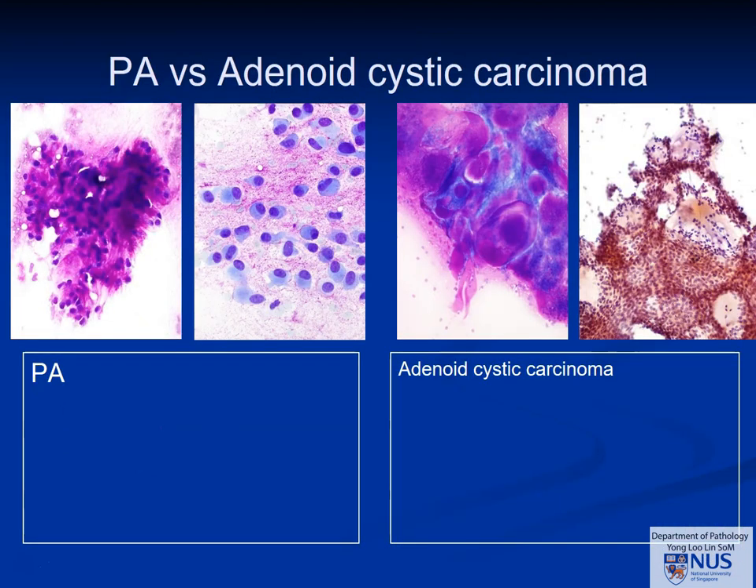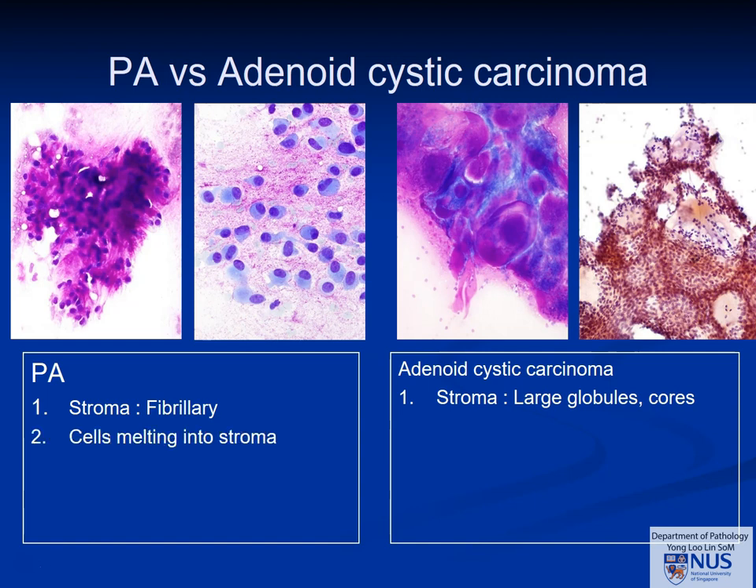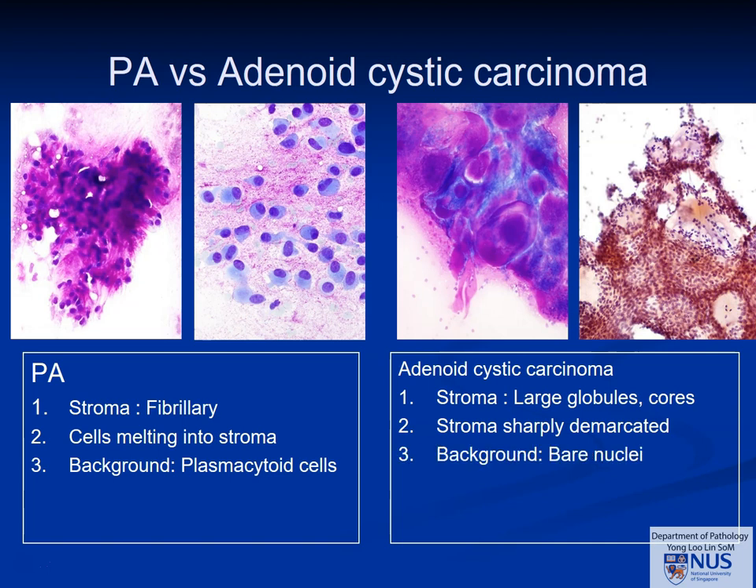A quick comparison between pleomorphic adenoma and adenoid cystic carcinoma. The stroma is actually very different, fibrillary versus globular. The cells melt into the stroma in pleomorphic adenoma versus being very sharply demarcated from the stroma in adenoid cystic carcinoma. And in the background, you have the cells with intact cytoplasm versus bare nuclei for adenoid cystic carcinoma.